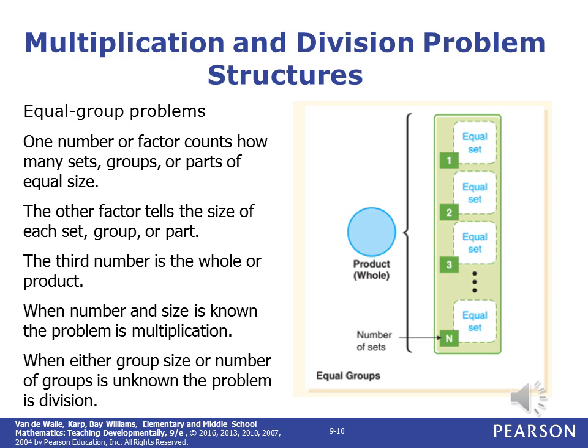The second number or factor tells the size of each of these groups, and the third one, which is your product, tells the total within all of the groups. I want to show you a couple examples of problems that fit within the equal group structure. Let's say you pose this problem to your students. If apples cost 10 cents each, how much did Jill pay for 5 apples? You have one type of item that's costing an equal amount.